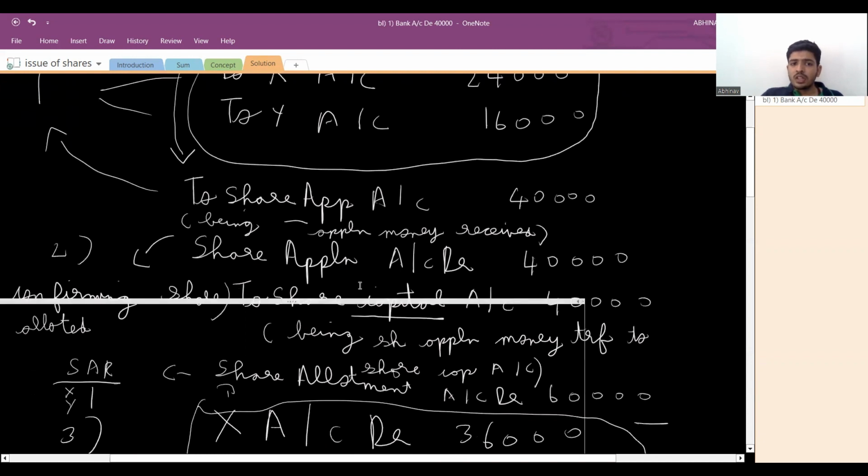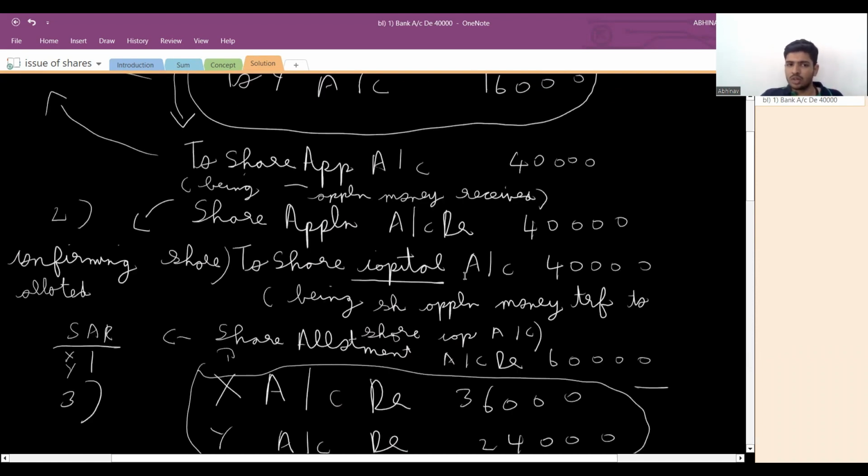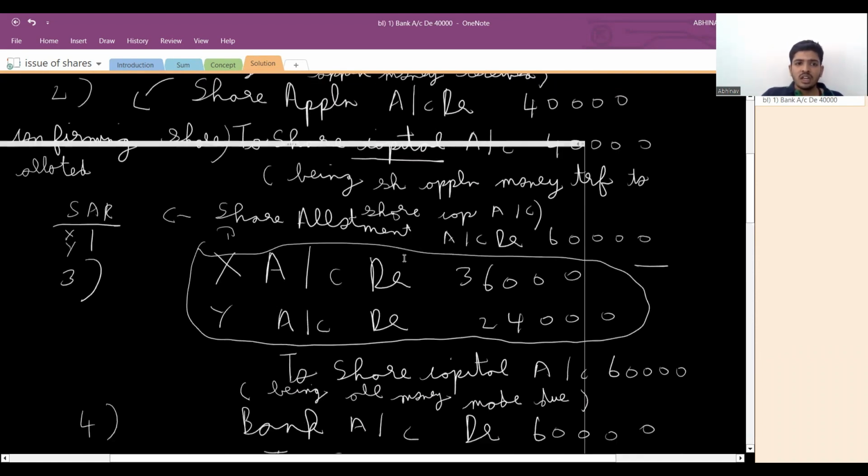Now the company allots the shares to them. It confirms that now, yes, you have become owners. So the application account, which is a temporary account, gets transferred to the share capital account. This application account gets transferred to the owner's account. Correct. Now the next entry.